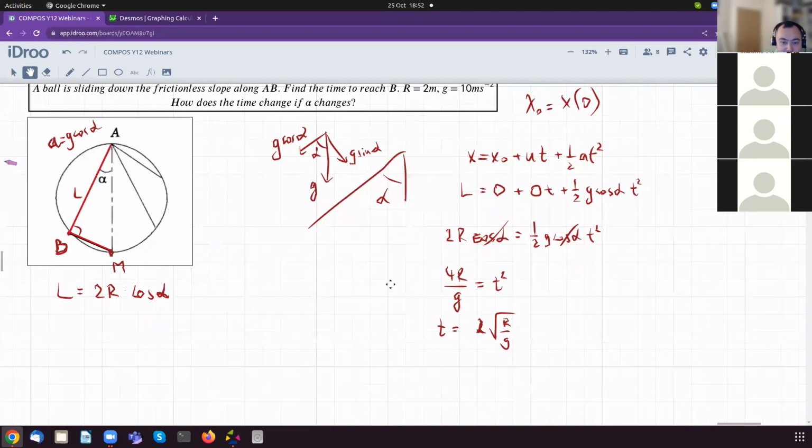And you get the time. And interestingly enough, we have found the time for an arbitrary angle alpha. So alpha can be anything. So if alpha changes, the time does not change. This is the beautiful consequence of that. If alpha changes, time does not change.